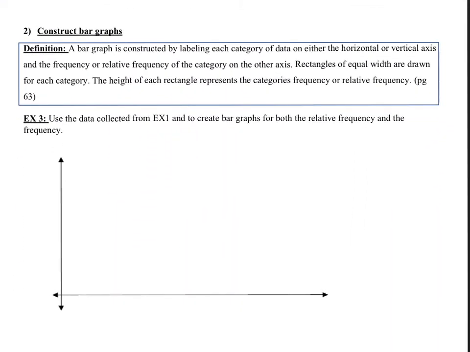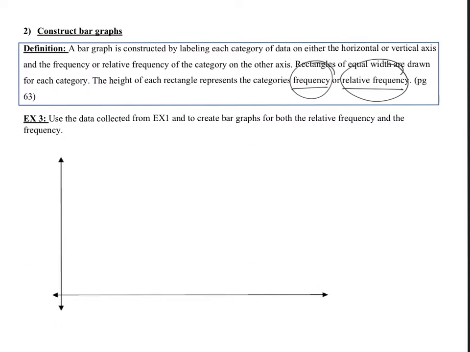All right, let's take a look at Objective 2, constructing bar graphs. A bar graph is constructed by labeling each category of data either on the horizontal or vertical axis, and the frequency or relative frequency of the category on the other axis. Rectangles of equal width are drawn for each category. The height of each rectangle represents the category's frequency, or the relative frequency. Okay, so note there's frequency and relative frequency. Frequency is just when you count up the exact values. Relative frequency, again, is when you take the number of values you counted and divide it by the total of the frequencies that you found.